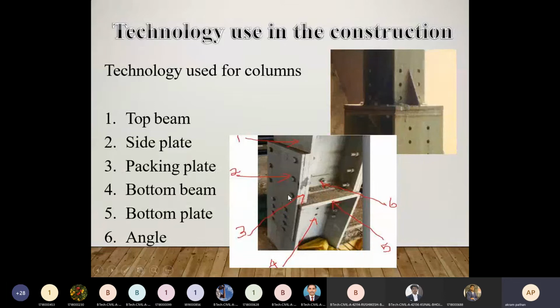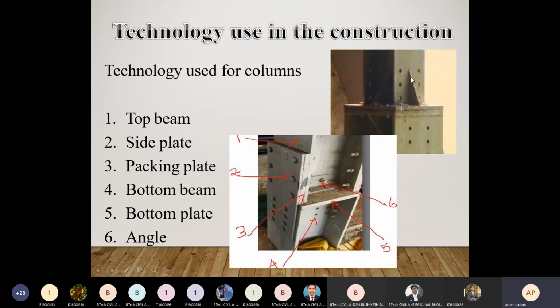Then we also have a bottom beam. So here, see, we have the bottom beam also. To resist the load from above, meaning from the slabs, we require the bottom beam, and we also have the bottom plate. Here we have the bottom plate on which the angles are kept, on the particular members or the columns. So such assembly or terminology is used in the case of steel columns. These are the assembly we require: top beam, side plate, packing plate, then bottom beam, bottom plate, and angles.